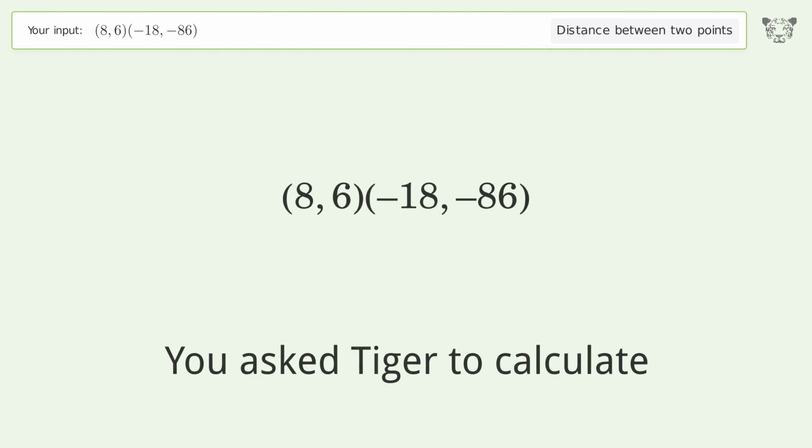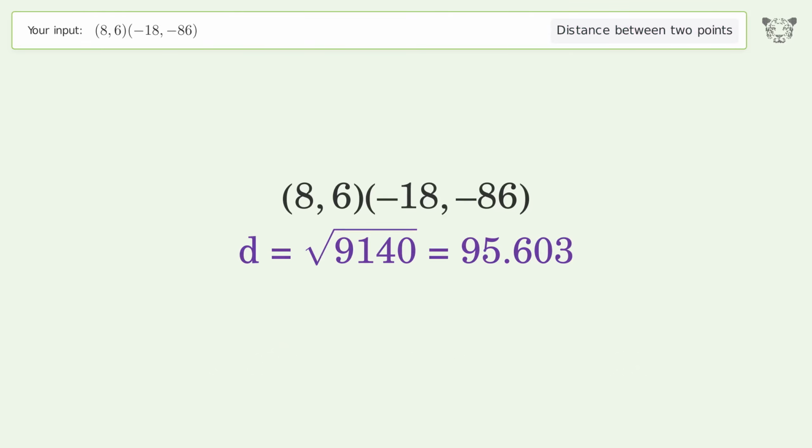You ask Tiger to calculate. This deals with the distance between 2 points. The distance between the 2 points is the square root of 9,140, or 95.603.